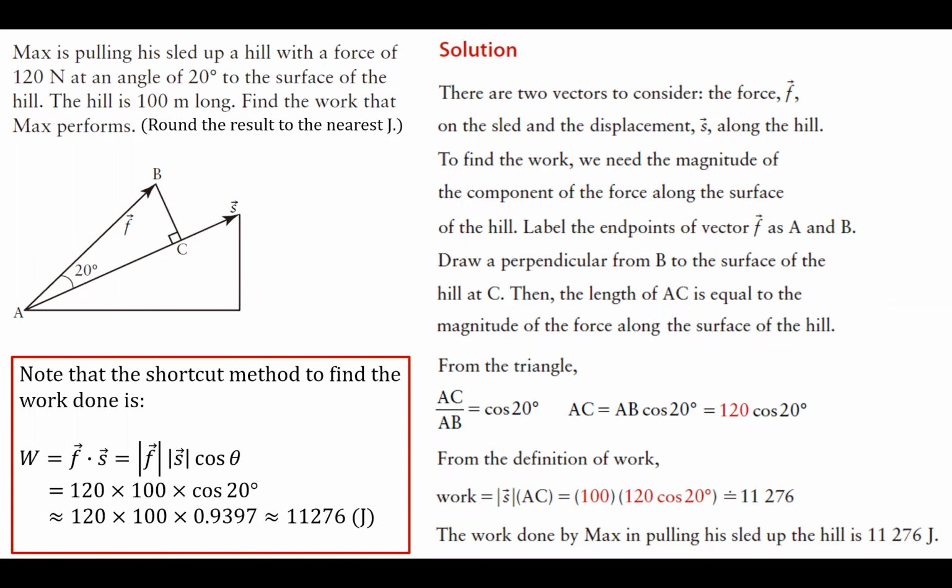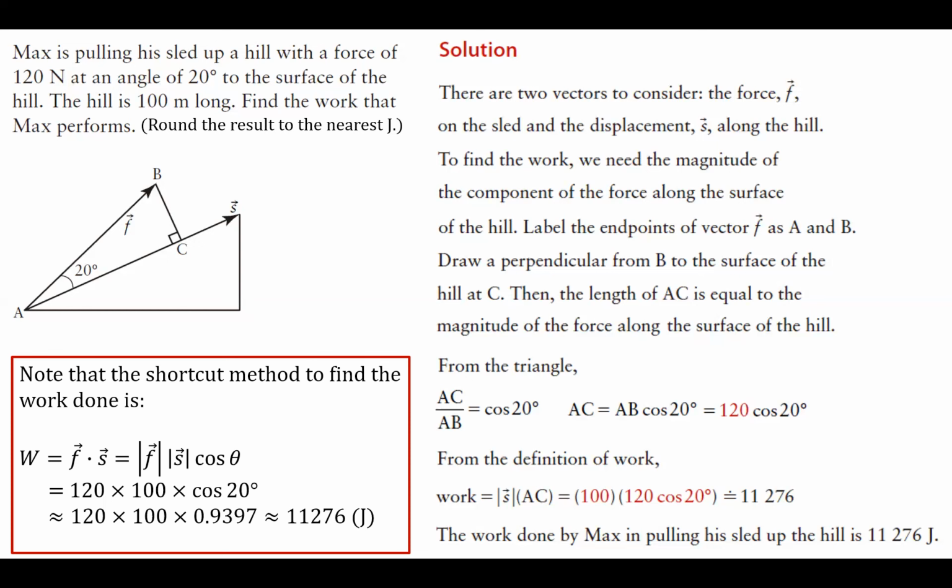From the triangle, we know AC over AB equals cosine 20 degrees. So AC equals AB times cosine 20 degrees, which is 120 times cosine 20 degrees. From the definition of work, we know the work done is defined as the magnitude of the distance S times the magnitude of the force AC, right? Which equals 100 times 120 times cosine 20 degrees, which is approximately 11,276 joules. So the work done by Max pulling his sled up the hill is 11,276 joules.